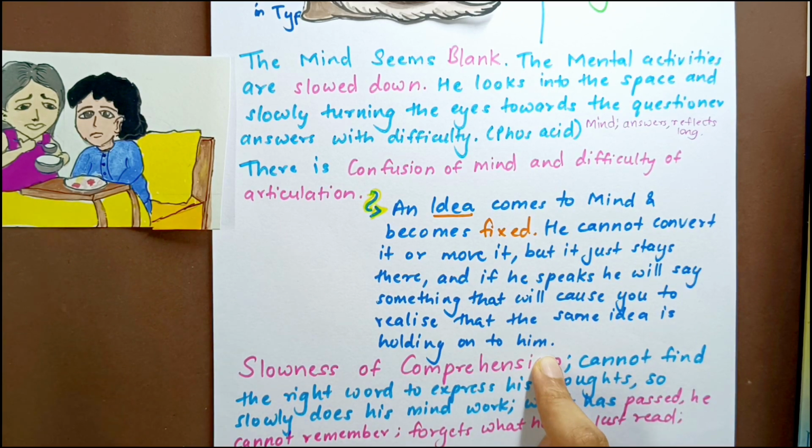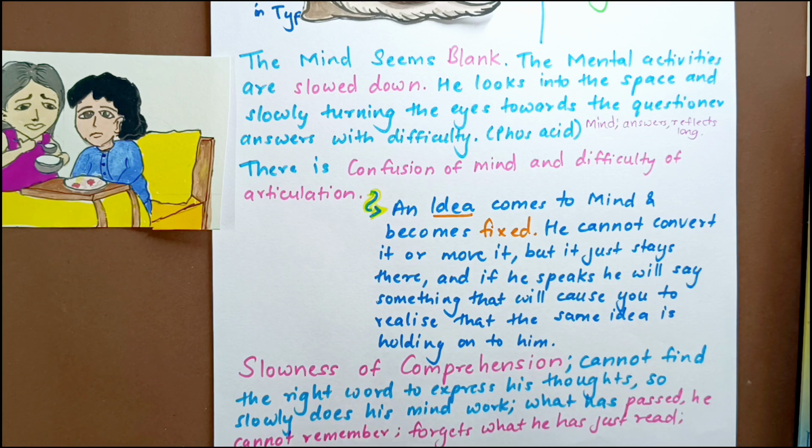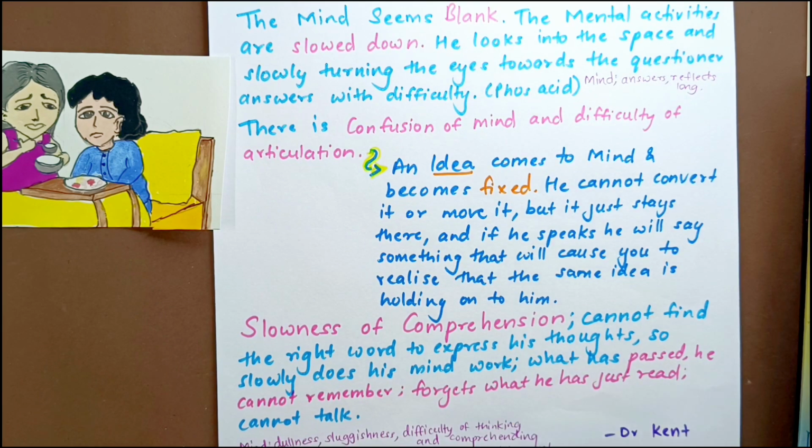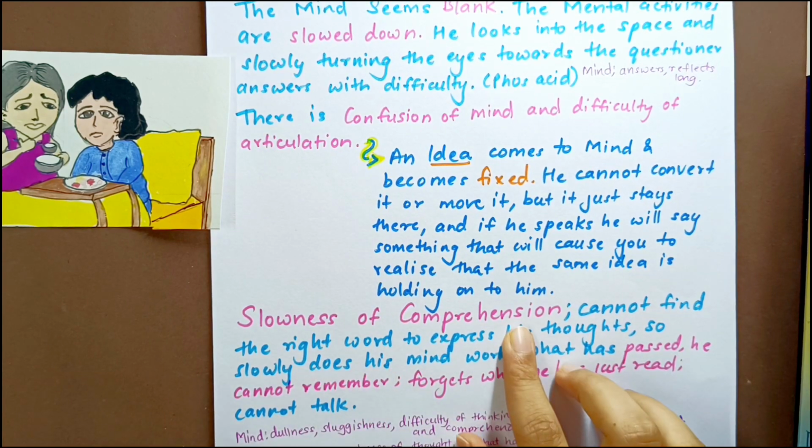So now you have changed the topic and you're talking to him about a different topic, but again he will bring up the previous topic when he says something. So now you will understand, oh my god, even now he is stuck in the previous topic that we were talking about. In that way, this slowness of comprehension is there.